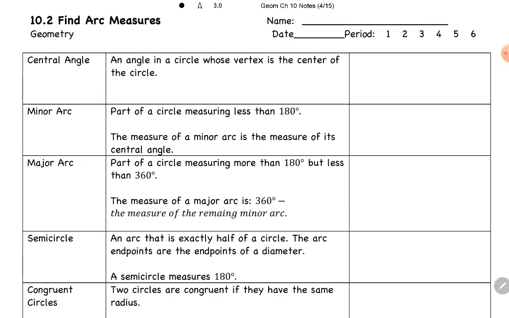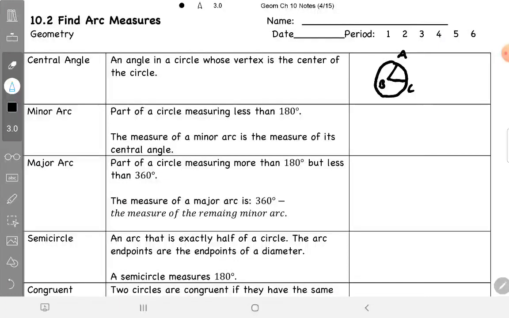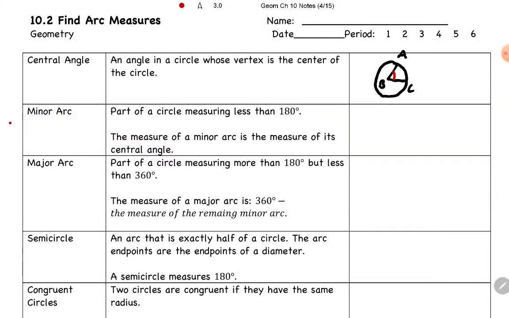So first off, let's go through some vocabulary. A central angle is an angle whose vertex is at the center of the circle. So this angle here, that red angle there.